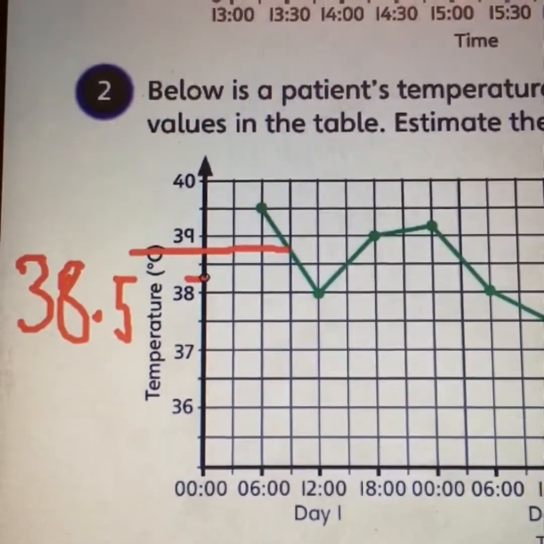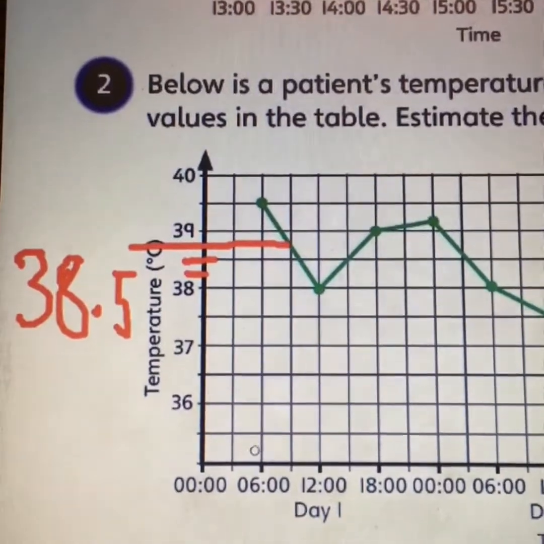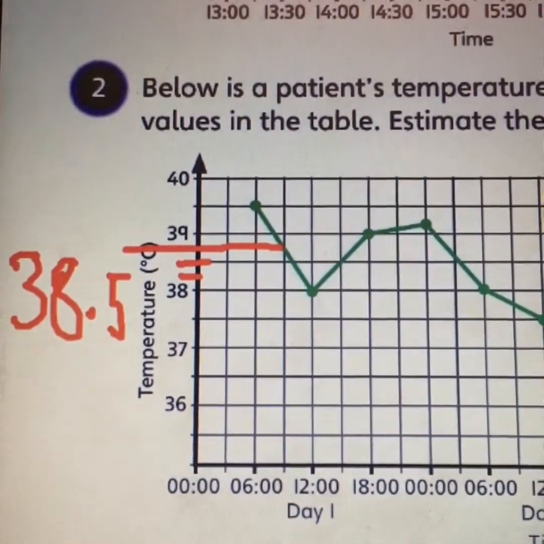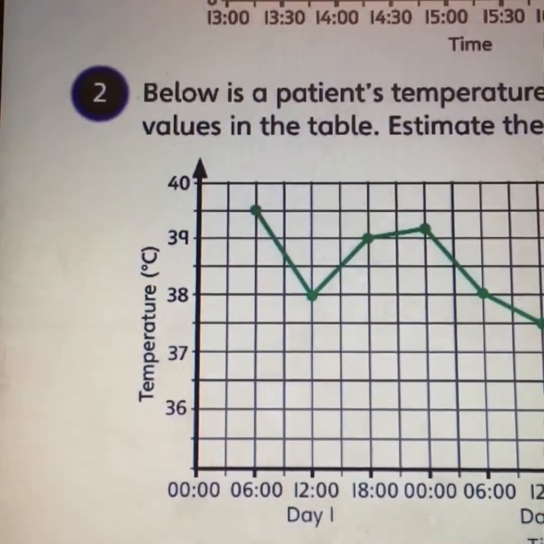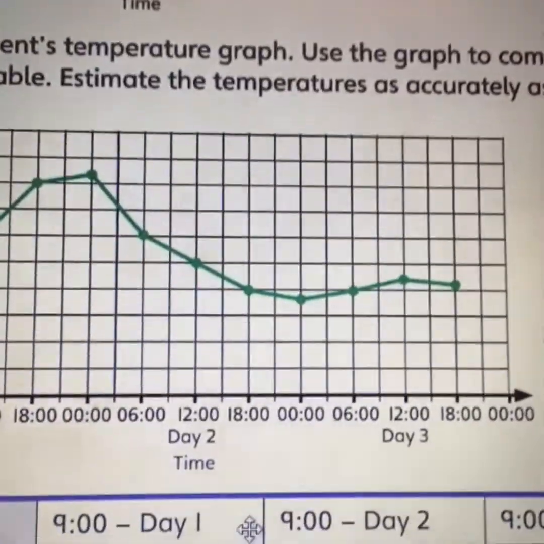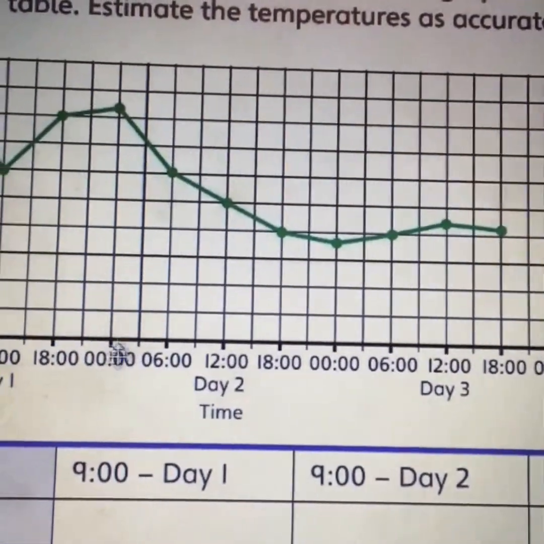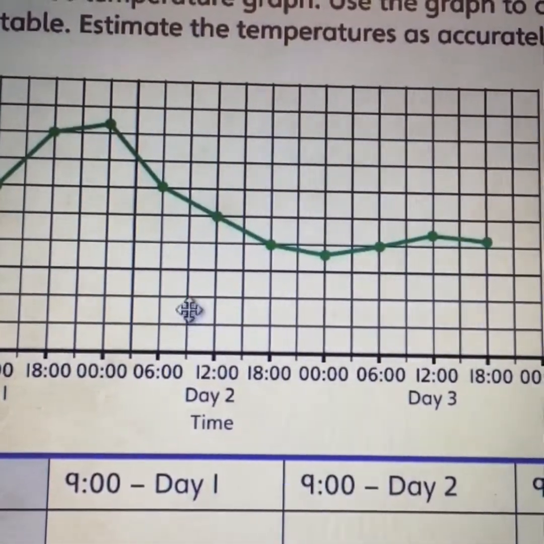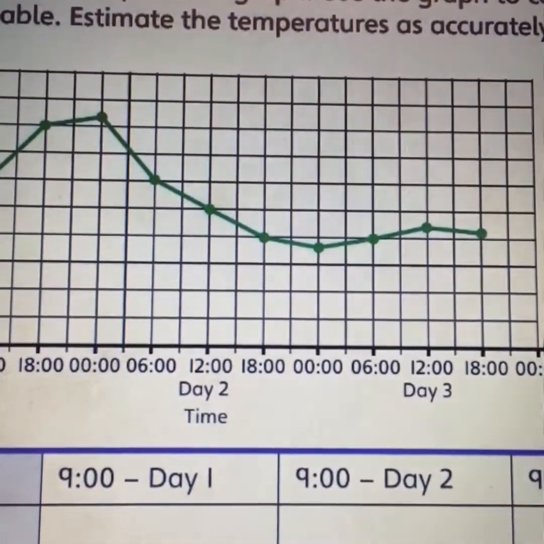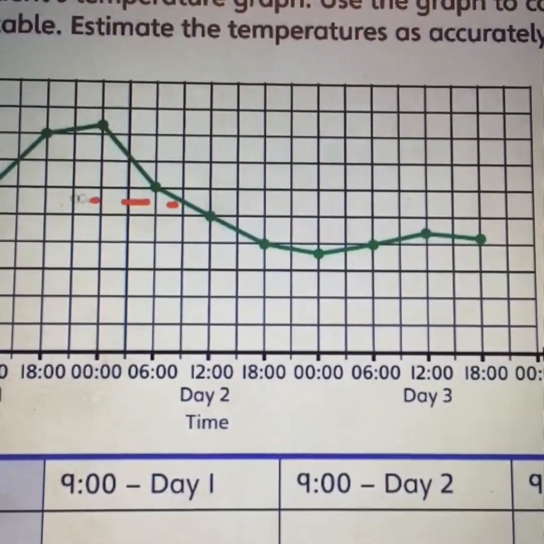So that would be 38.25, 38.5. So this one would be 38.75. Well done if you got that right. Because it is an estimate, I'd give you a degree either way. Right, now we need to do 9 o'clock on day 2. So here's day 2. There's midnight, there's 6 o'clock, there's 9 o'clock. So I'm going to go up. I'm going to try and draw it. Ooh, a bit better this time.